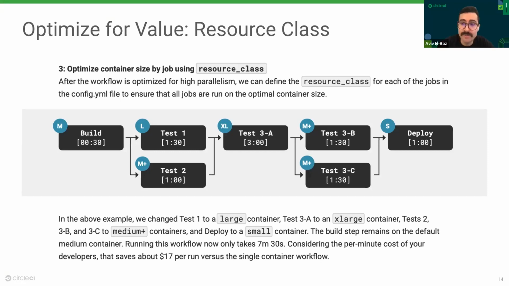So more specifically, and the slide illustrates it really well, you can see that if we mess with the different executors, by default, we had a medium build job, and then we increased our test case 1 and test case 2 to a large and medium plus. And then our 3A, we changed that to an extra large container. 3B, we made that a medium plus. 3C, we made it a medium plus. And then our deploy job, we made a small container. We took that 20+ minute workflow and we brought that down to just a little over 7 minutes.